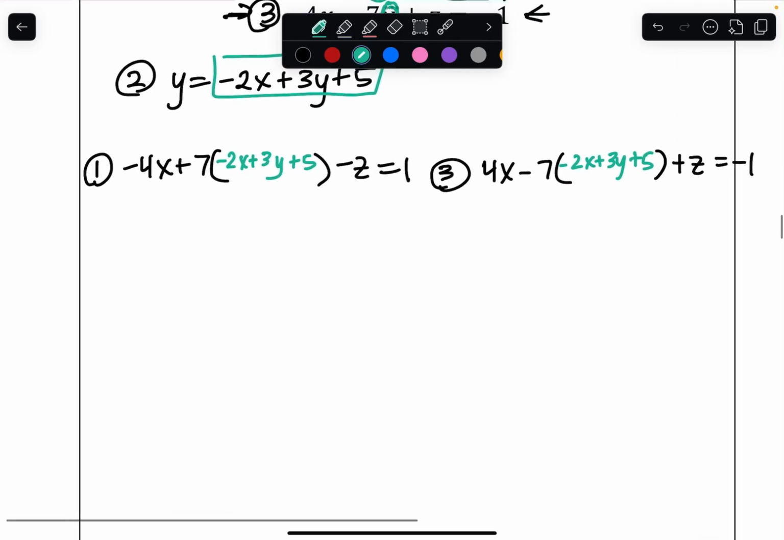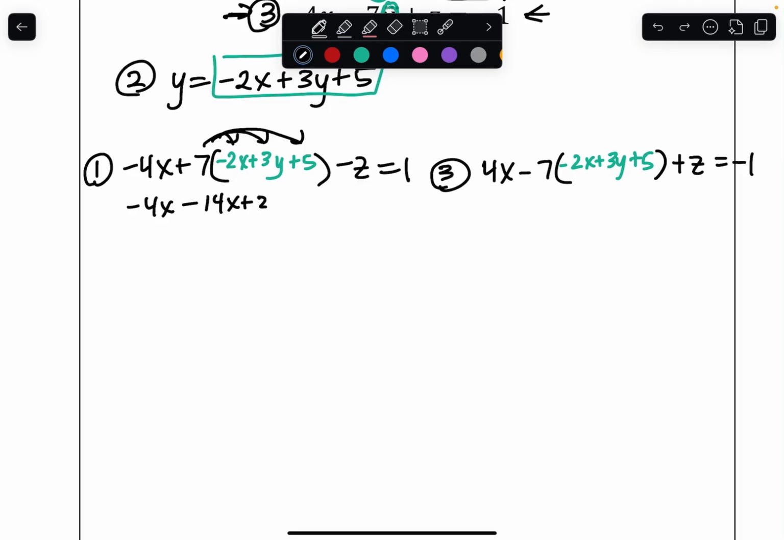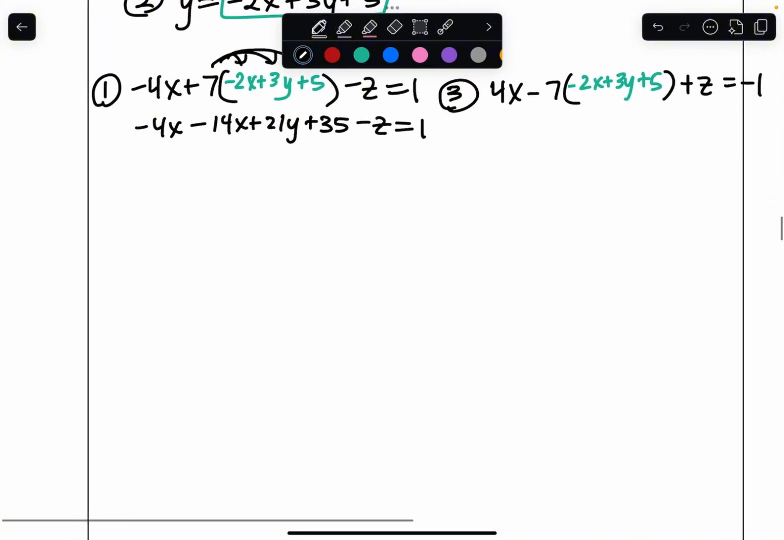Okay, now we're going to clean them up to get equations 4 and 5. So distribute this 7. Gives me negative 14x plus 21y plus 35 minus z equals 1. Collect our like terms. I've got a negative 4x and a negative 14x for negative 18x. And then I've got 21, I lost a y.